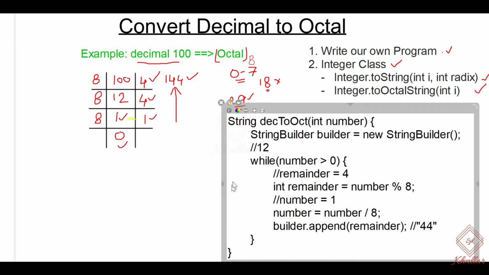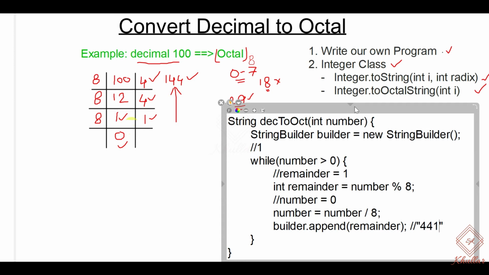The number is 1, so let's update our number now. It is not 12 now, it has become 1. Now, is the number greater than 0? Yeah, it is greater than 0. Now let's calculate its modulo. 1 modulo 8, the remainder is 1, right? So let's make the remainder 1. Next step, number divided by 8. 1 by 8 is 0, so the number would become 0. Next step, append this to the builder. What we are appending is the remainder, so the remainder 1 is appended, right?